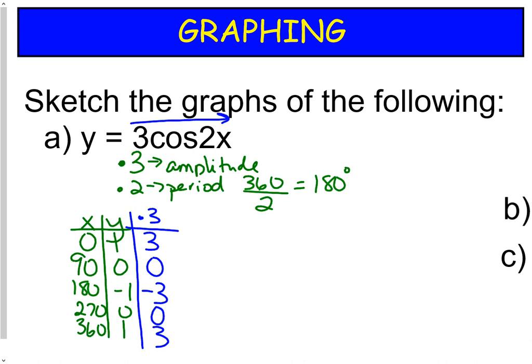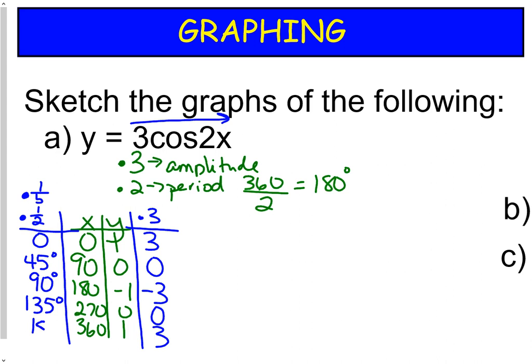And then the 2, which is what's next. That's changing the period. Notice I said it's compressing it, because it's kind of squishing it in. When we multiply by our b value, it's going to be 1 over b. So it's always going to be 1 over whatever that number is. So I'm going to multiply by 1/2. By multiplying it by 1/2, it compresses it. It makes it so that it doesn't take as long for a cycle to occur. 1/2 times 0 is just a 0. 1/2 times 90 is 45. 1/2 times 180 is 90. 1/2 times 270 is 135. And 1/2 times 360 is 180.